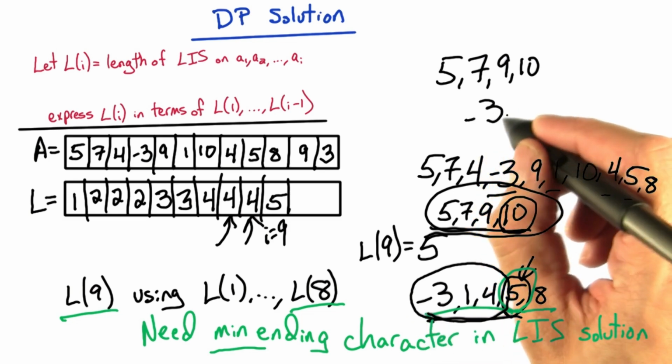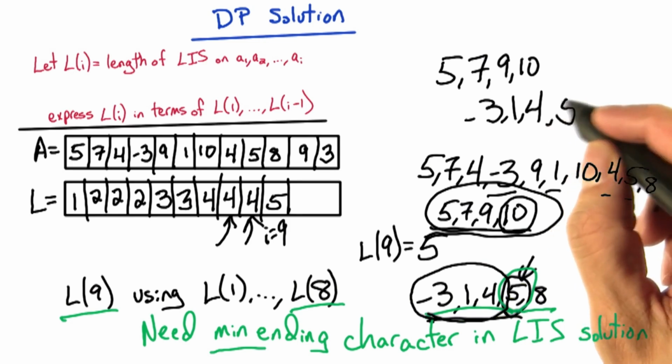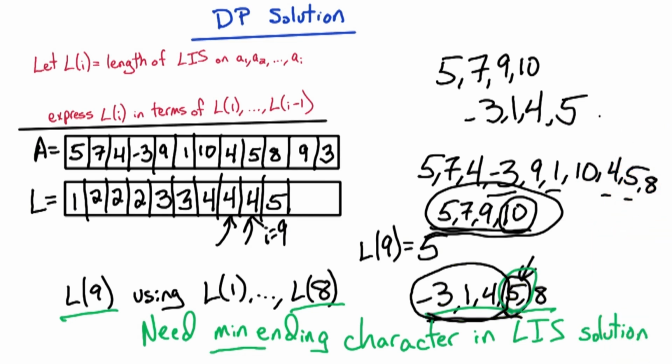Now this is only length 3, so it's a suboptimal solution. But we need to maintain it in order to realize that in the next step we can append 5 onto the end of it. And then we obtain a length 4 solution for I equals 8. So how do we maintain this suboptimal solution?